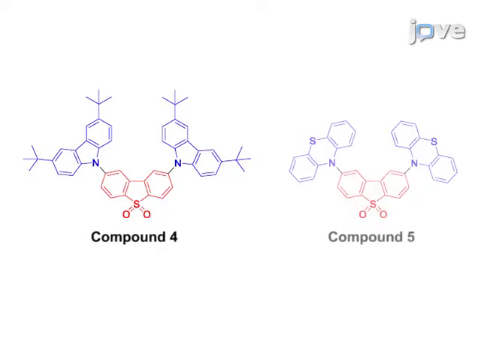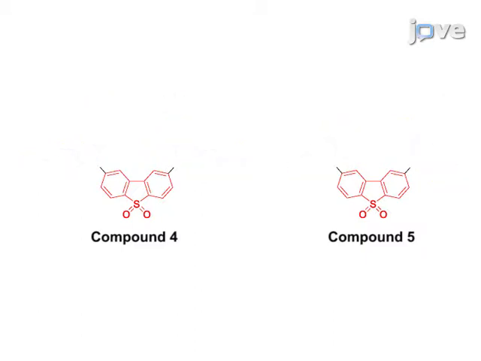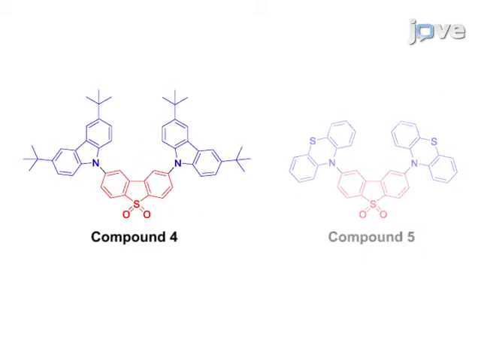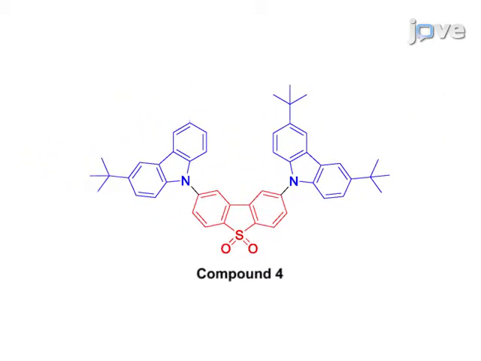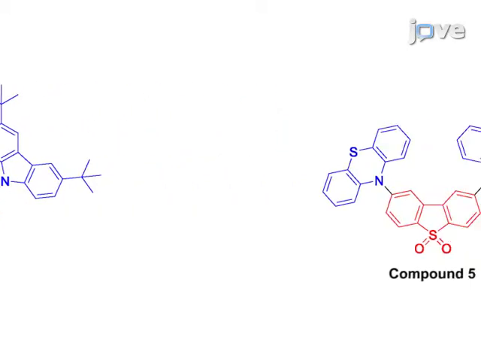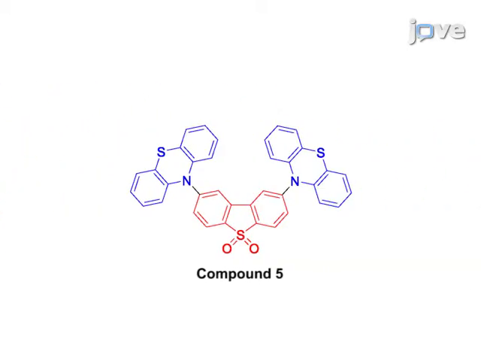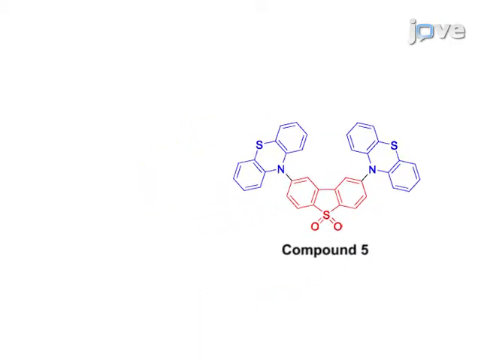The difference in photophysical properties between compounds is attributed to the different properties of the electron donating groups. Alkyl groups are introduced in the carbazole units used in compound 4 to improve the compound's solubility in organic solvents. The synthesis of compound 5 uses commercially available phenothiazine without modifications.